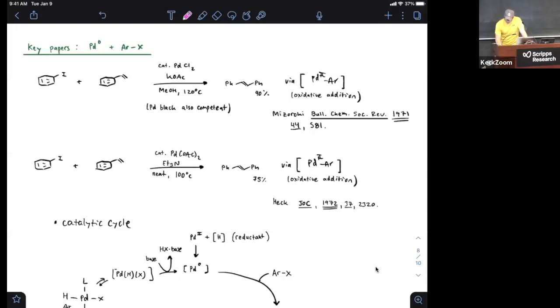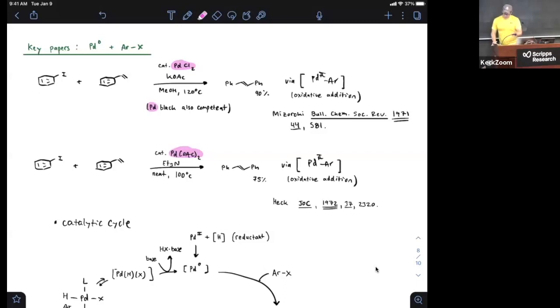So first, one of the points to highlight that is perhaps a little confusing at the outset, but we've talked about this before in class, is that in both cases we're coming in with palladium-2 pre-catalysts, but these are believed to be reduced in situ to the active form, palladium-0. In the Mizoroki case, they corroborate this hypothesis by showing that palladium black, aka metallic palladium, is also a competent precatalyst. So now we're coming into this same process via oxidative addition to generate a palladium-2 aryl species.